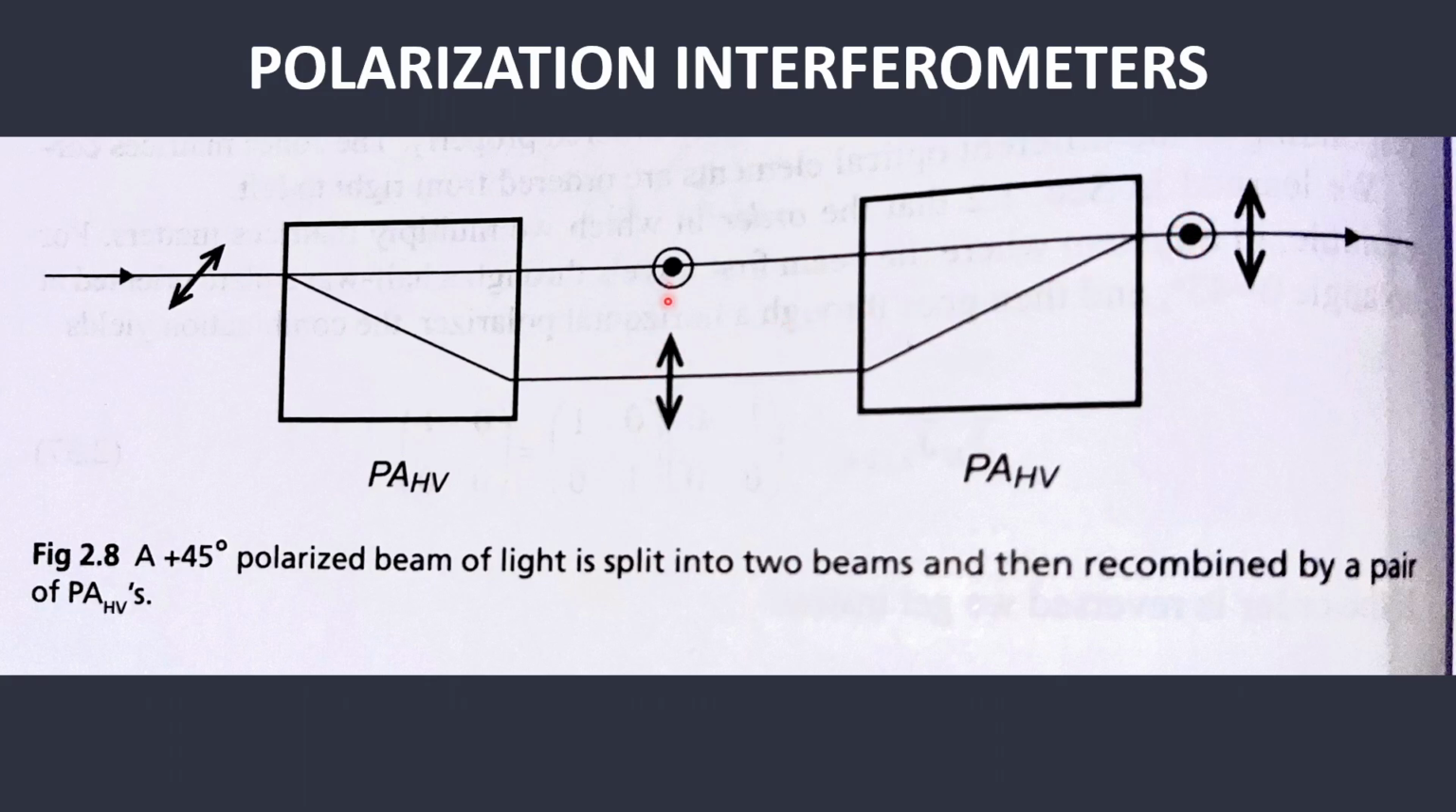You have a phase shift between these two that is garnered throughout this material. And so you actually end up with it not being 45 anymore, but you have two separate polarizations, the vertical and the horizontal, that are separated by a phase shift.